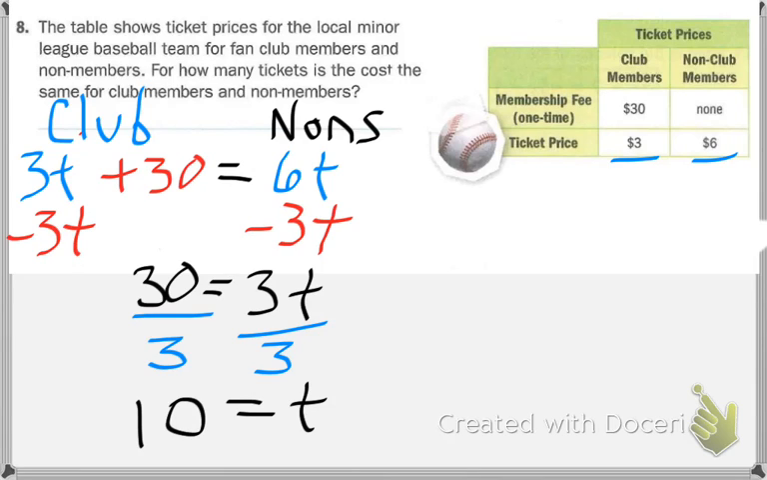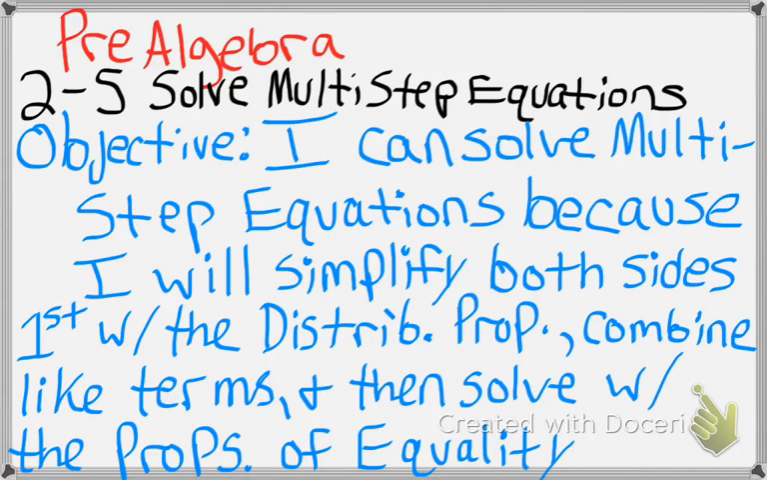And since t represented the number of tickets, you would say 10 tickets is how many it would take for the cost to be the same for club members and non-club members. Notice, I used the question in the answer. That's how you answer fully. Moving on to the last section of our chapter, section 2-5, solving multi-step equations.